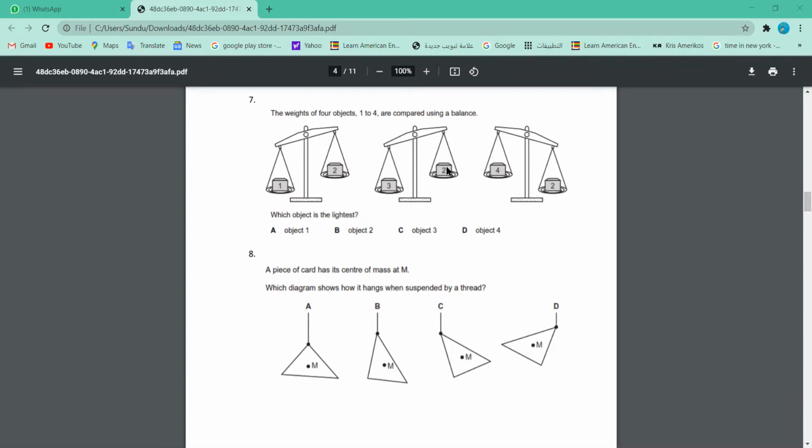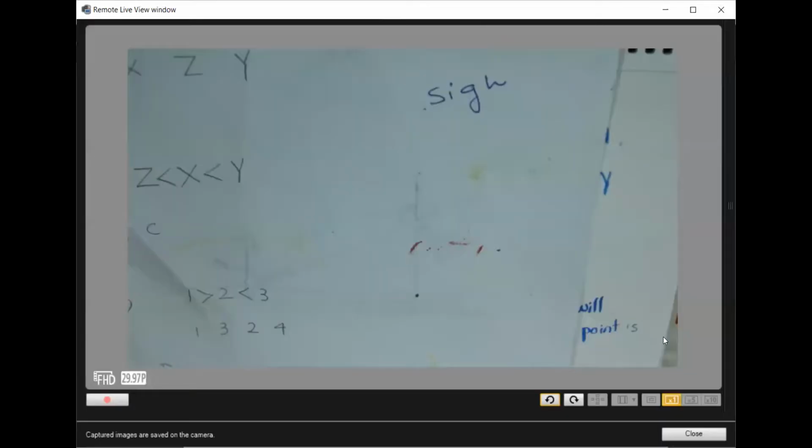Answer is D, object 4. Yes, our answer is D, object 4, but I want to show them the working. Can you make out the working, or you want me to? I'm sorry, miss, I don't understand. Could you explain? You didn't understand? No. Okay. I cannot share. Oh, wait. If I try explaining, would you correct me? Yes, sure.